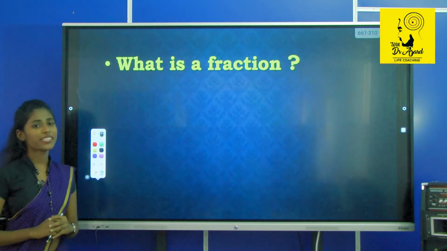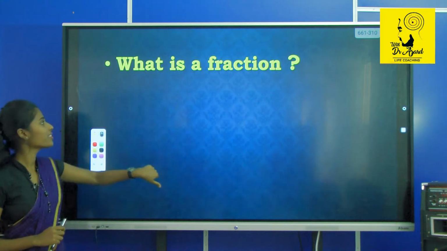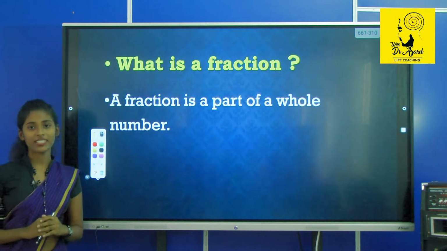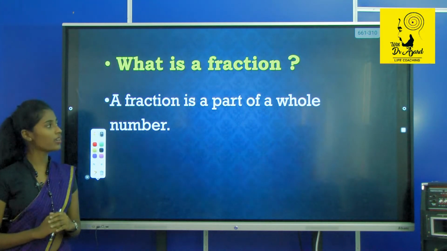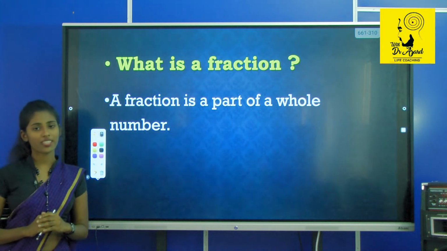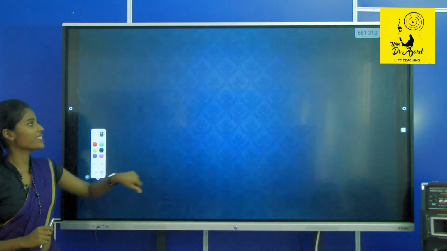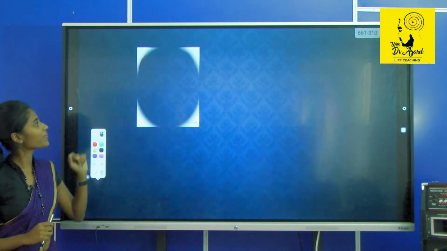Okay, what is a fraction? A fraction is a part of a whole number. What does it actually mean? Okay, let's see an example.